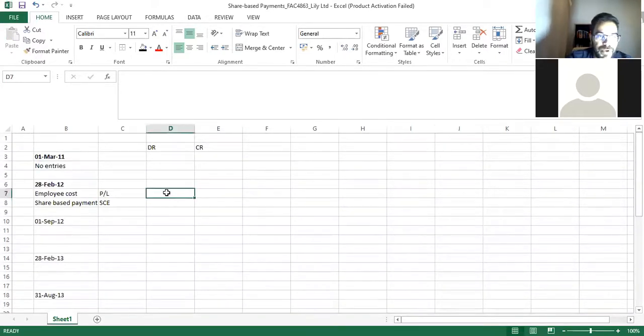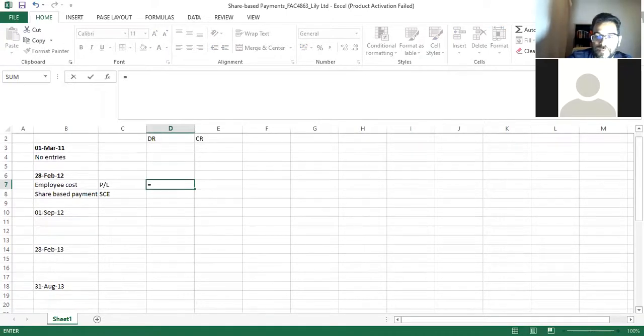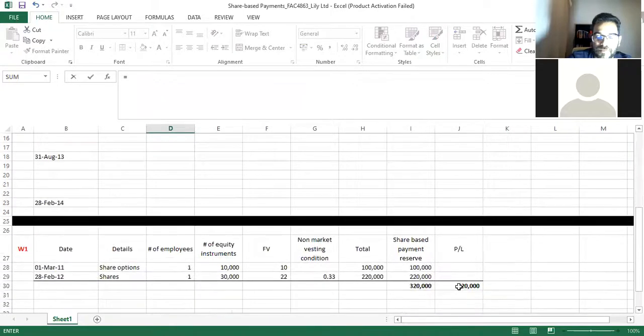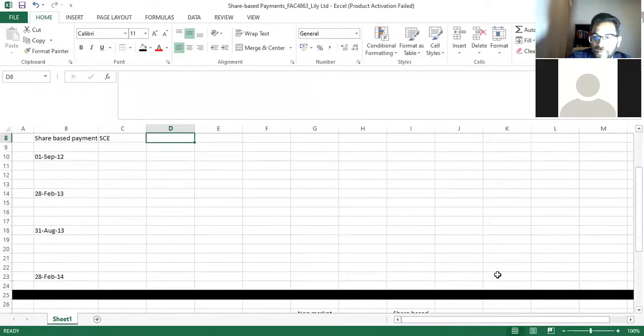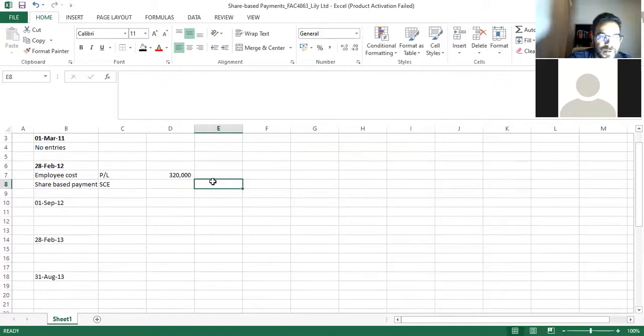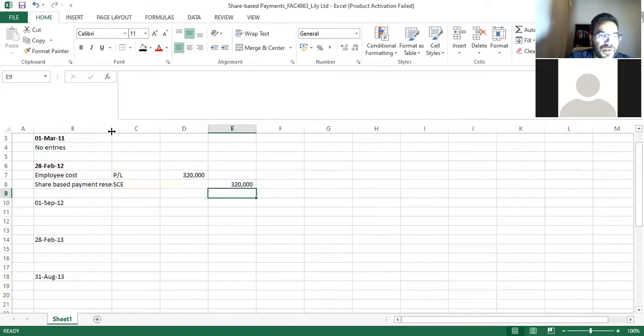So we're going to go employee costs, 320, and 320. So now we know what our share-based payment reserve balance is. And in year 1, the movement from 0 to 320 will give us our expense.